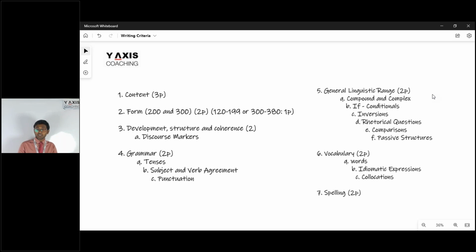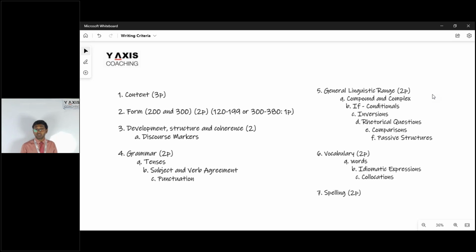So pay attention to these kinds of sentence structures. These can be used to effectively talk about the ideas we have about the question. So we are given 2 points here. And for vocabulary, we get 2 points. We should use appropriate words in appropriate places to talk about specific things. And idiomatic expressions should be given attention, and collocations must also be given attention here under this vocabulary. So we get 2 points for the vocabulary here.